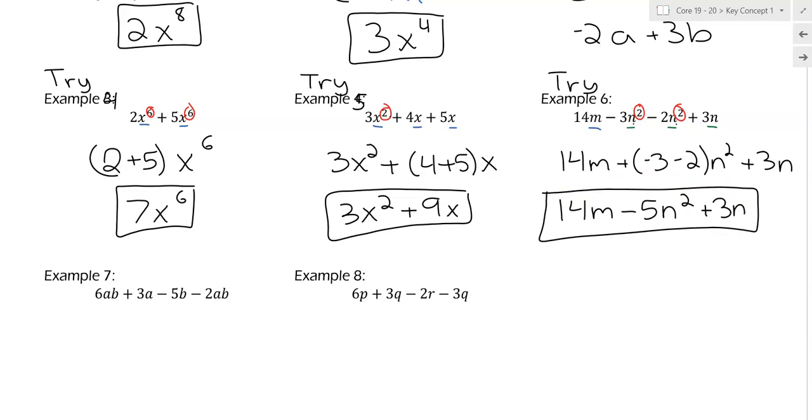Okay? So if you try these on your own and you have a mistake, if you still don't understand what you had wrong, go ahead, pause the video again, raise your hand, and your teacher can come over and help you. If you got them all right, good job. And then we're going to look at examples 7 and 8.